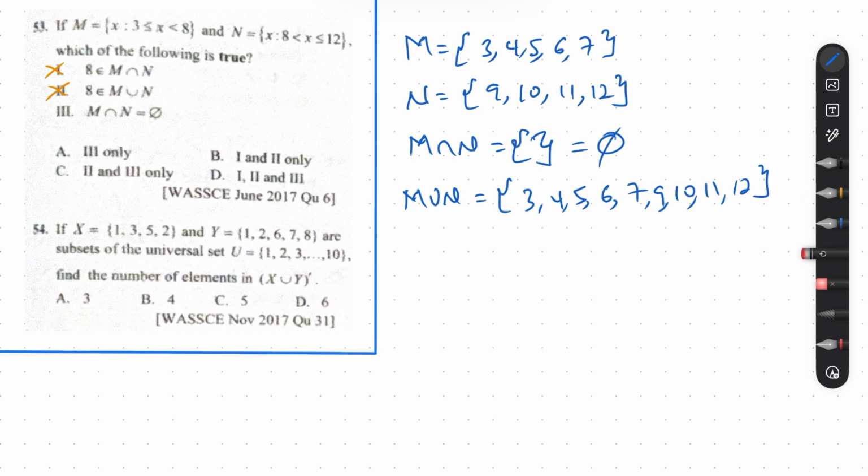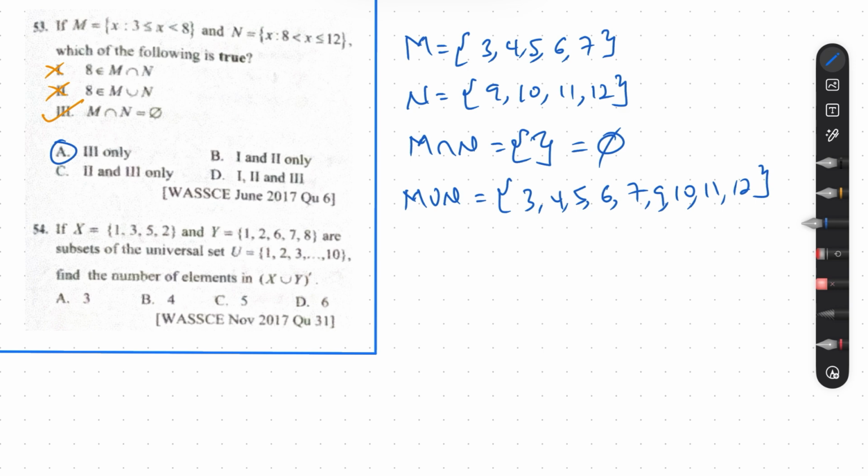Now let's see the third one. The third one says M intersection N is an empty set, which is right. M intersection N is an empty set, so this is correct. Cool. So now which of the options is true? That is A, because I only. Okay, cool. Let's move on to question number 54.